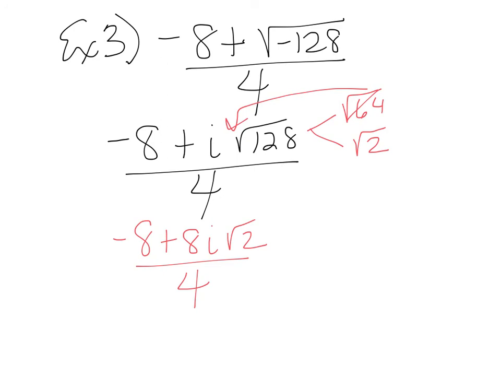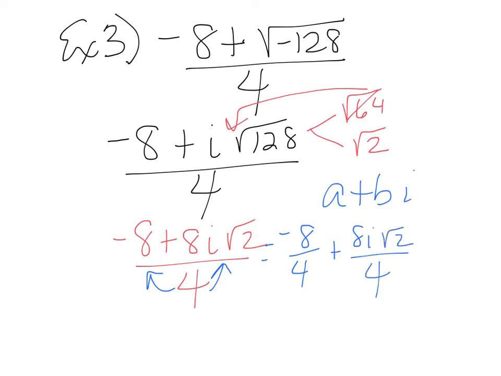Anytime you divide by that monomial, which just means single term, so anytime you're dividing by a monomial, you can split it up. And that's going to put us in the form of A plus BI. So I want 2 terms here, and that's why we're going to take the 4 and divide it into each one. So this is really negative 8 divided by 4 plus 8I root 2 divided by 4. Then reduce. We got this thing. Negative 8 divided by 4, negative 2. 4 goes into 8 2 times, and so I'm ending up with 2I root 2.